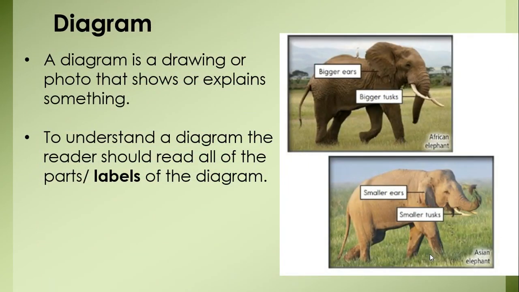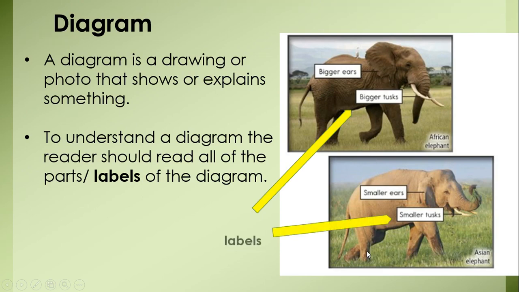A diagram is a drawing or a photo that shows or explains something. To understand a diagram, the reader should read all of the parts or labels of the diagram. In the diagrams of the elephants, you can see they labeled the parts of the elephant that they want you to learn about. For example, this African elephant has bigger tusks compared to the Asian elephant with a smaller tusk.